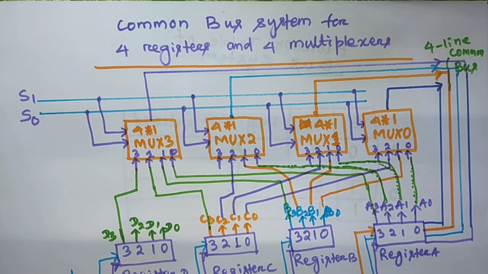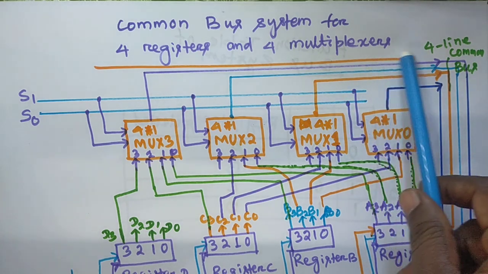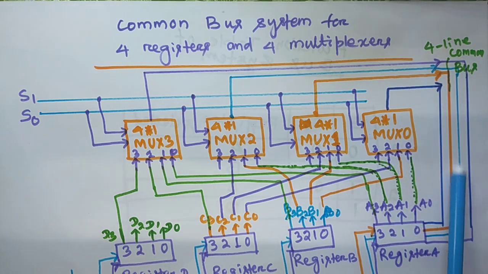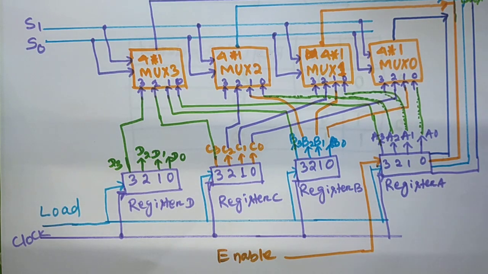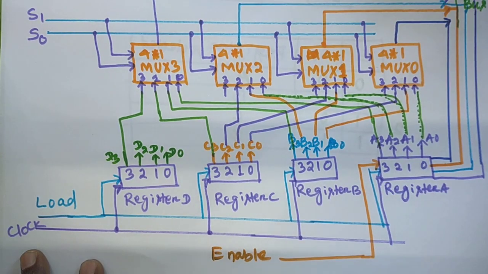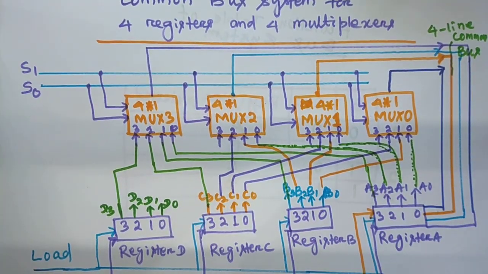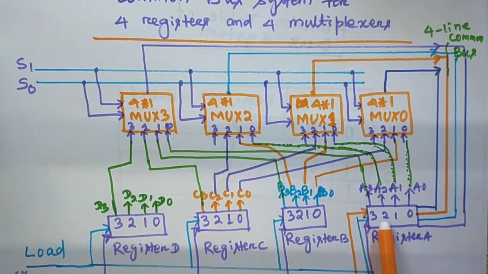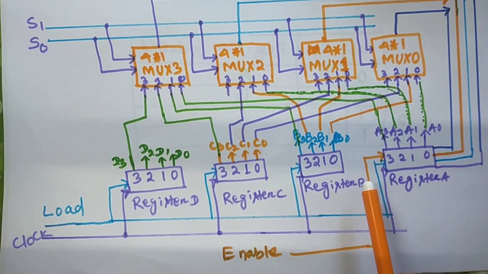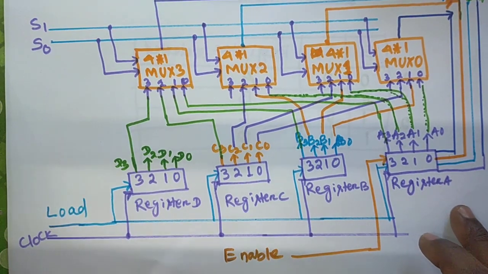Okay, now I connected all the connections, that is the 4-bit 4-line common bus connected to the register A, and another also I connected this. So all of you can see this one, the 4-line connector is here and connected to the register A, and another part also to other components we will consider.